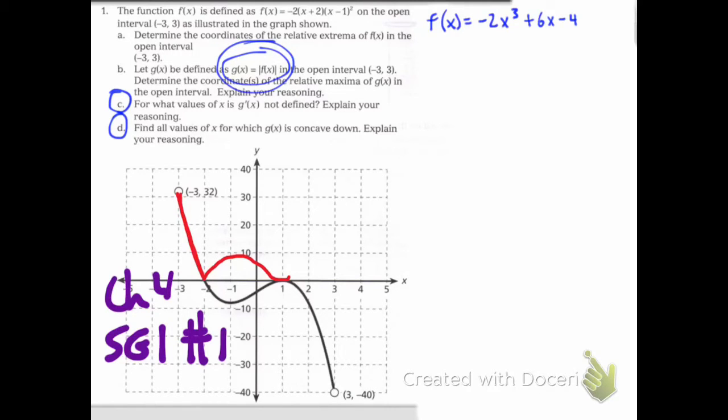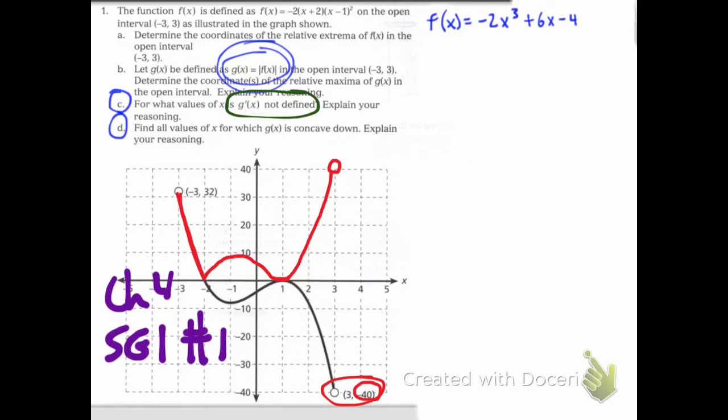Okay, and so this point down here at 3, negative 40, the y value then, instead of being negative 40 on f of x, would be a positive 40 on g of x. And so we're going to aim for that spot right up there, just like that. So that's, I suppose, a decent drawing. And so then, since that's g of x, we're looking where g prime is not defined.